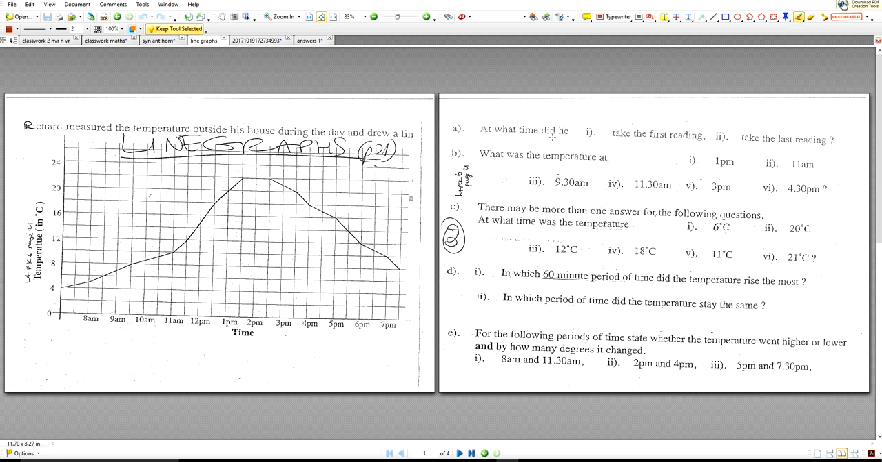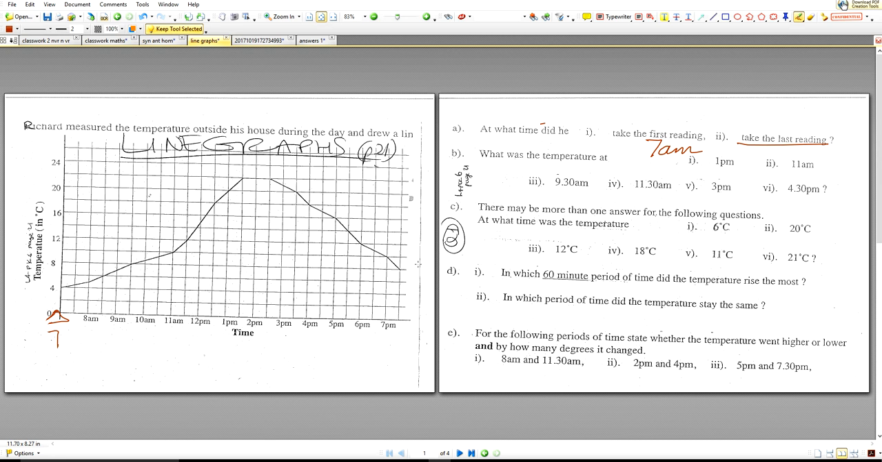So he goes, at what time did he take the first reading? So the first reading was taken, if you look at that graph, it's taken here. So 9, 8, if we go back another hour, that will be 7. So that will be 7 a.m. So that answer here is 7 a.m.